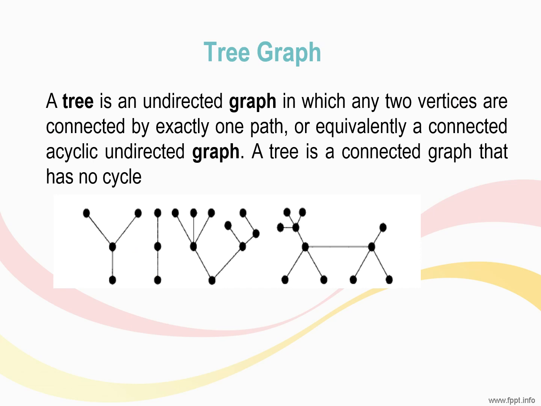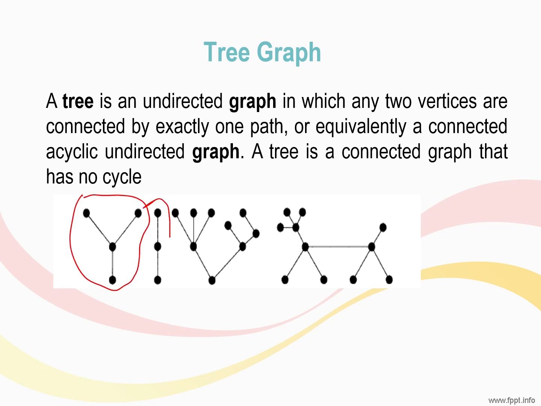Tree graph. A tree graph is an undirected graph in which any 2 vertices are connected by exactly one path. A tree is a connected graph that has no cycle. The main property of a tree graph is that the graph must be connected and the graph must have no cycle. This is one example of a tree graph.